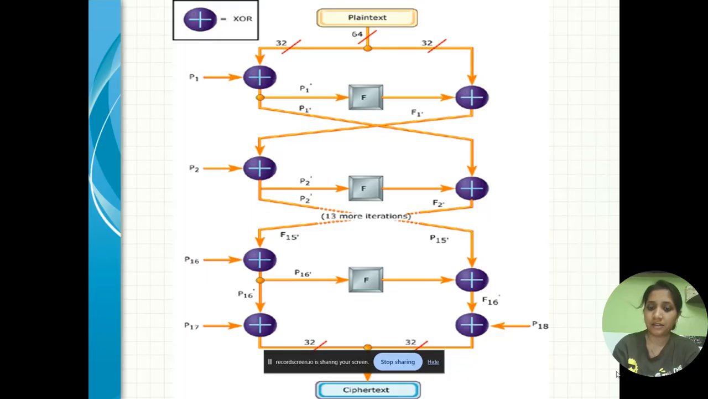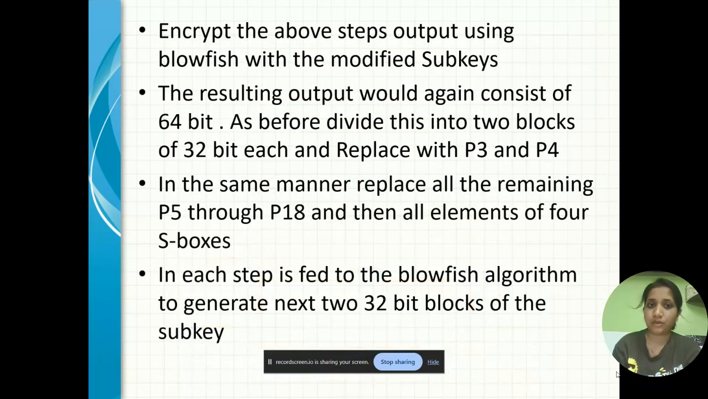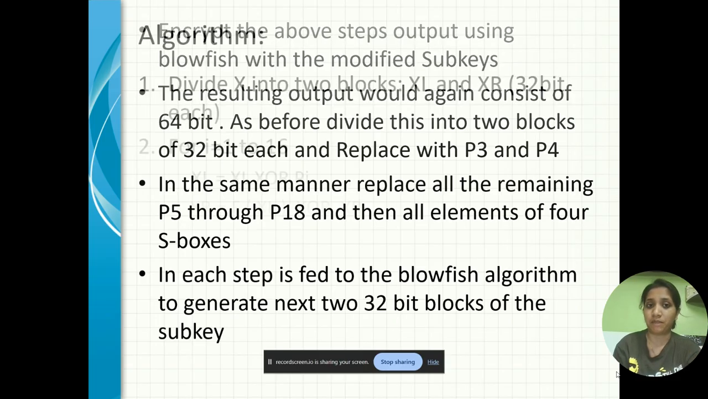So here is the generation of ciphertext from plain text with XOR operations up to P18. Then encrypt the above step's output using Blowfish with the modified subkeys. The resulting output would again consist of 64 bits as before, divided into two blocks of 32 bits each and replacing P3 and P4. Each step's output is fed to the Blowfish algorithm to generate the next 32-bit blocks of subkeys.